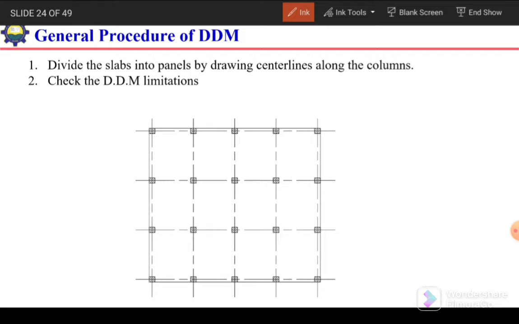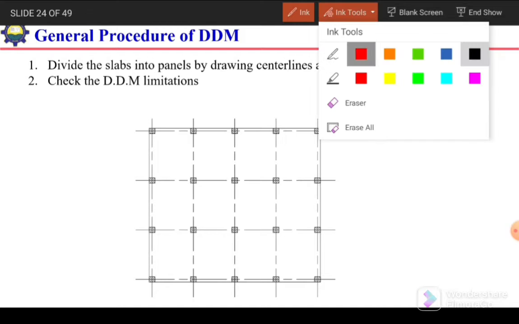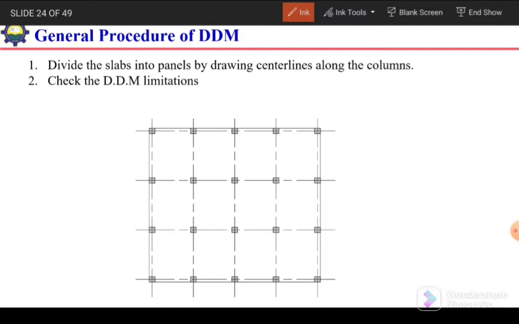The first step for the procedure of the direct design method is to divide the slab into panels by drawing center lines along the columns. So first of all, we need to convert our slab system into panels by drawing the center line of the column. In this way, we will draw the center lines of the column, and between the center lines of the columns we will have slab panels. So this is slab panel 1, 2, 3 like this.